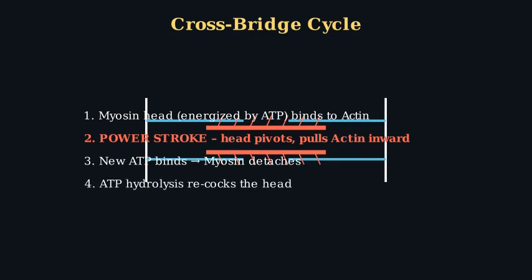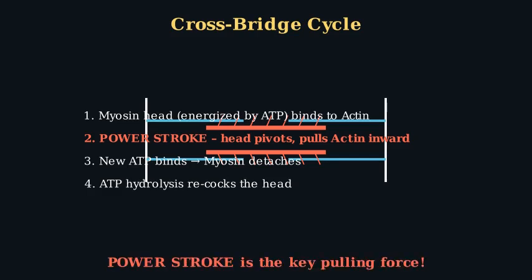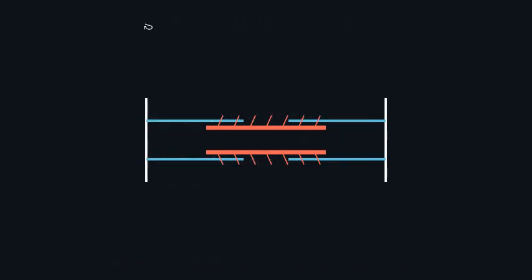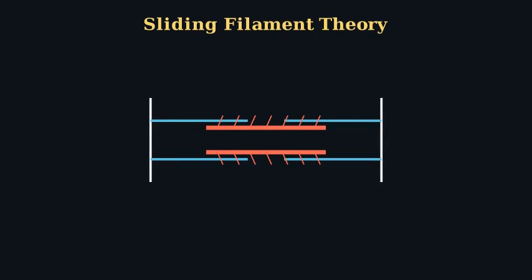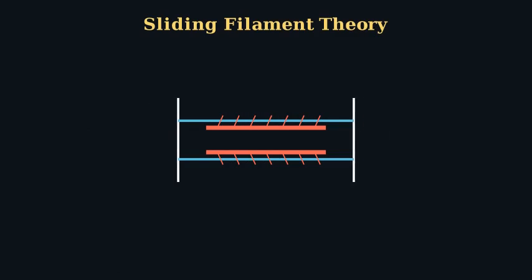Here is the cross bridge cycle. First, the myosin head is energized by ATP and is ready. It binds to actin. Then comes the power stroke. The myosin head pivots, pulling the actin filament toward the center of the sarcomere. ADP and phosphate are released.